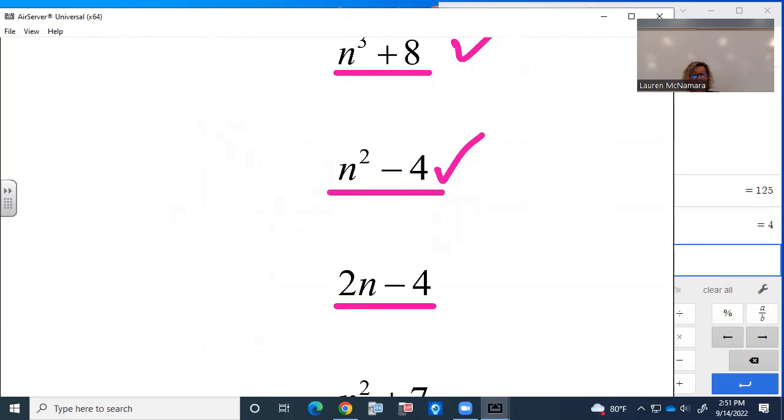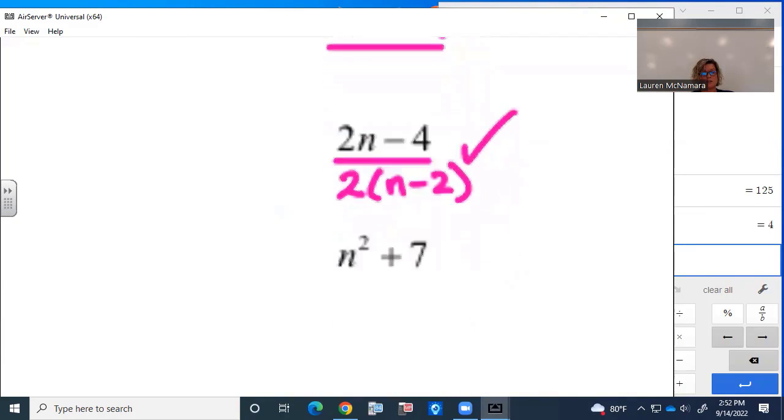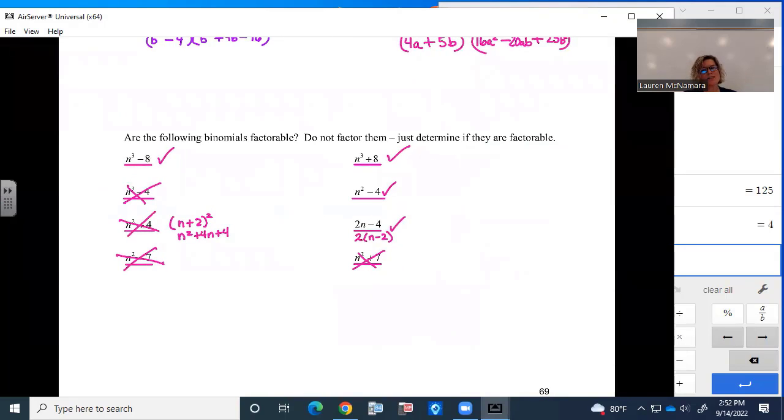Okay. Here, greatest common factor. Yes, I have a greatest common factor, 2, n minus 2. So then I look at what's inside. Can I go any further? No, not in that binomial. So the only reason that one is factorable is because it has a greatest common factor. Next one. Is subtraction happening? No. Are both terms perfect squares? No. Are they perfect cubes, excuse me? No. So therefore it's not factorable. So watch out for the greatest common factors.